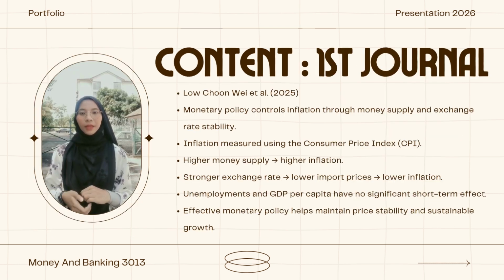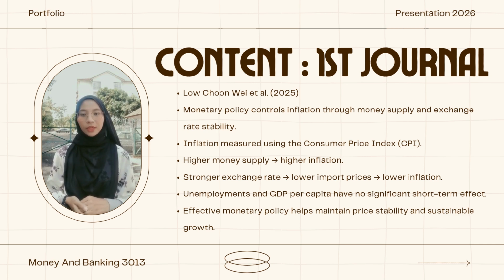According to the first journal by Loh Chun Wei, monetary policy plays an important role in controlling inflation through the management of money supply and exchange rate stability. The study measures inflation using the Consumer Price Index or CPI. It found that an increase in the money supply leads to higher inflation because more money is available for spending. On the other hand, a stronger exchange rate helps reduce inflation by lowering the prices of imported goods. This study also found that unemployment and GDP per capita do not have a significant short-term impact on inflation.